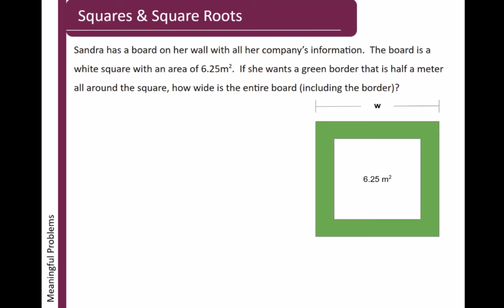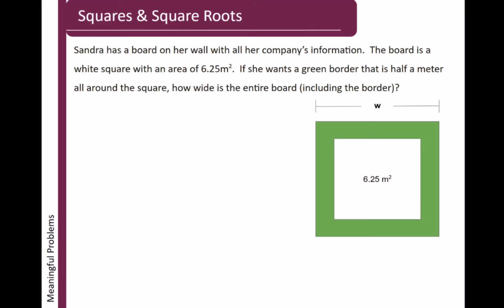Sandra has a board on her wall with all of her company's information. The board is a white square with an area of 6.25 meters squared. If she wants a green border that is half a meter all around the square, how wide is the entire board, including the border? As a first step with geometry, I always label the information that I have.